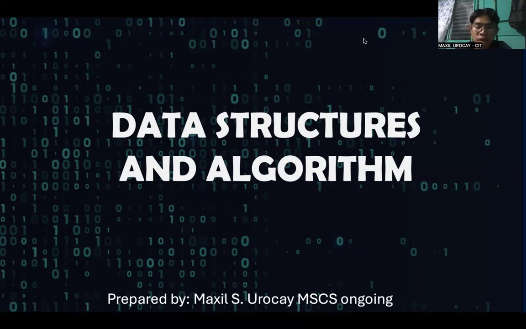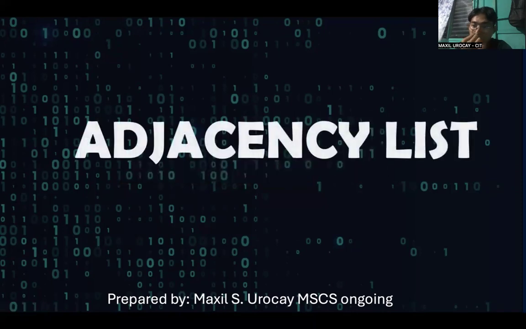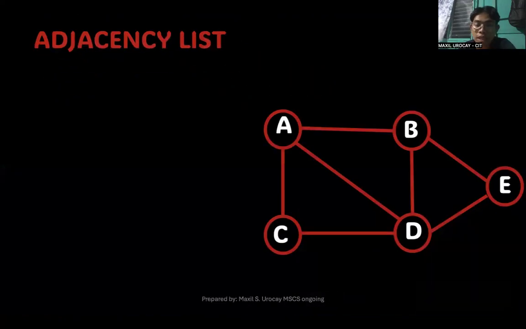So in this video, we will move on with the next discussion of data structures and algorithms in terms of the topic of graph, which in the previous video we were able to discuss the adjacency matrix. Now in this video, we'll move on to the adjacency list. So let's first define what an adjacency list is.